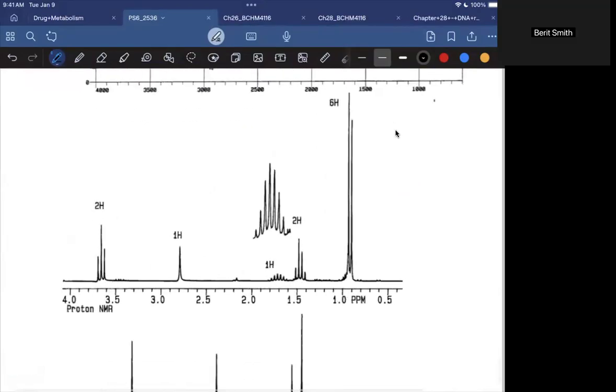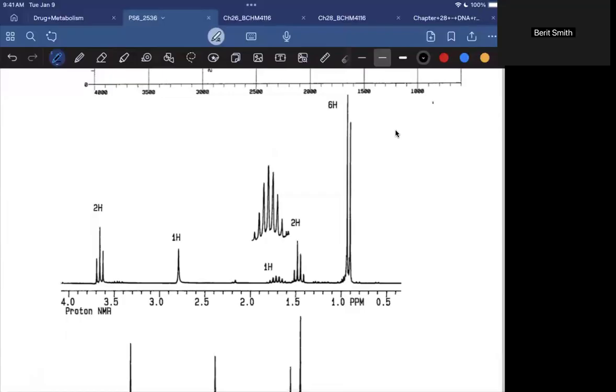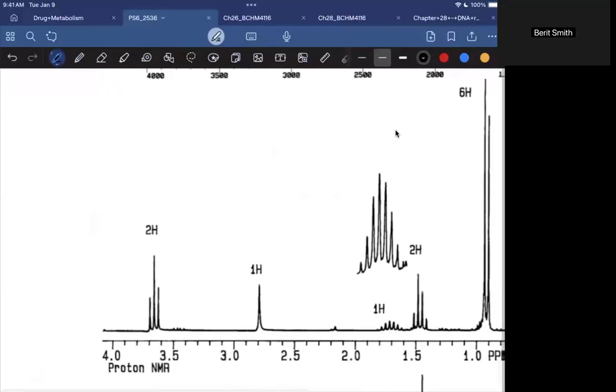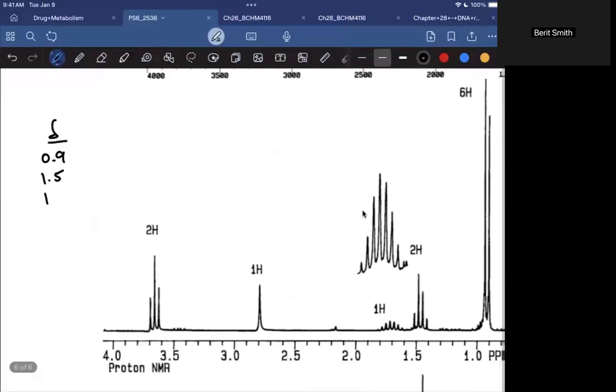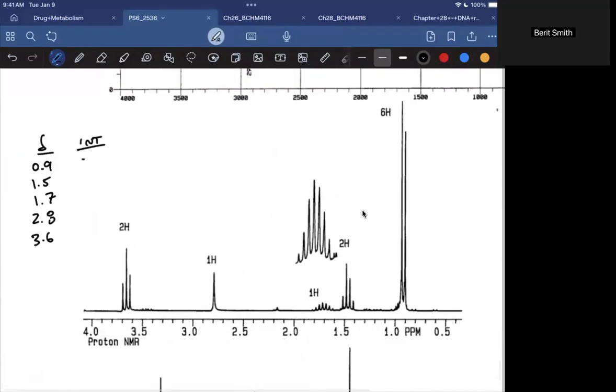All right, and then 6, 7, 8, 9, 10, 11, 12. So this matches up to our amount of hydrogens. We can make our little table. You guys are probably getting the idea. They're all pretty much the same process. 1.7 and 3.6. Okay. So 6, 2, 1, 1, 2.